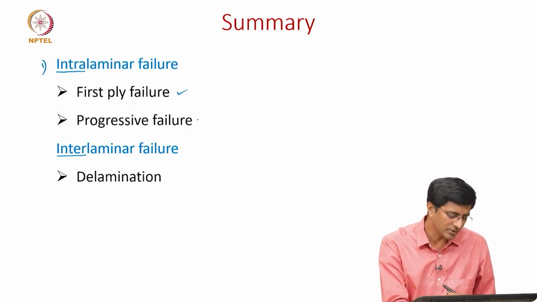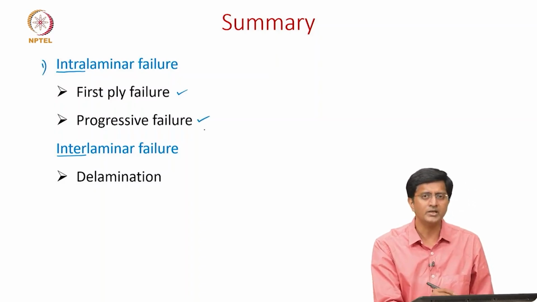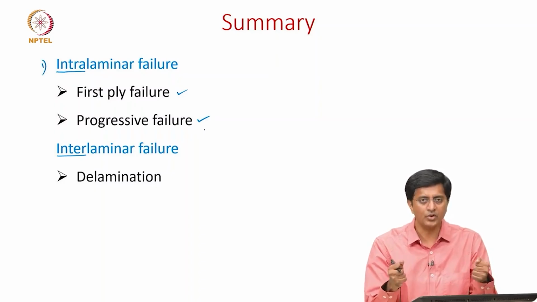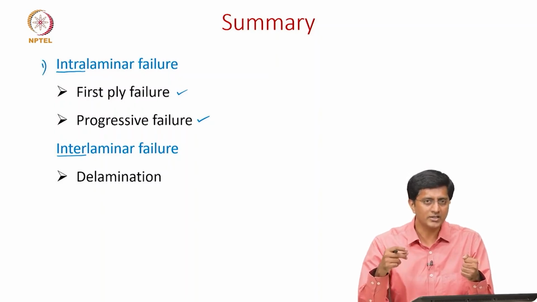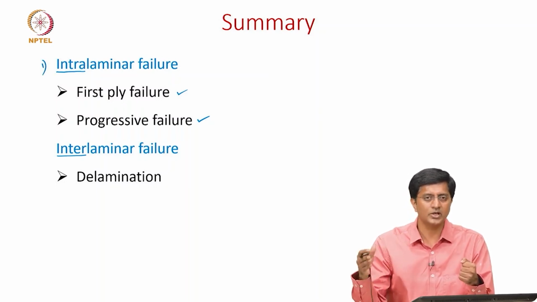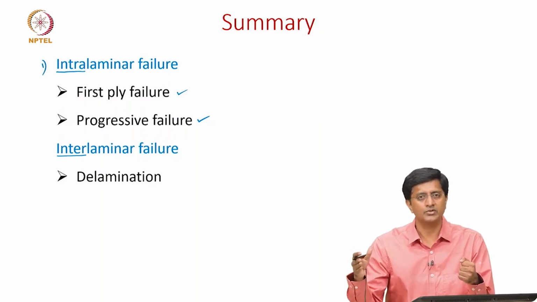And later we also discussed progressive failure, meaning if we continue to load even after the first ply fails, will it take the load? We have discussed and shown that it does take higher loads, but then it takes higher loads until the second ply fails, and consequently it keeps on taking the loads until the majority of the plies fail.